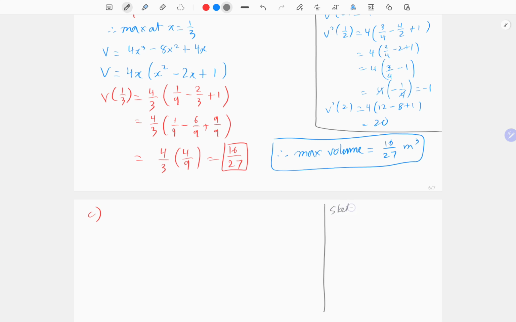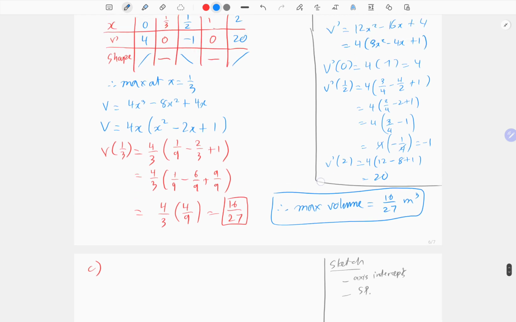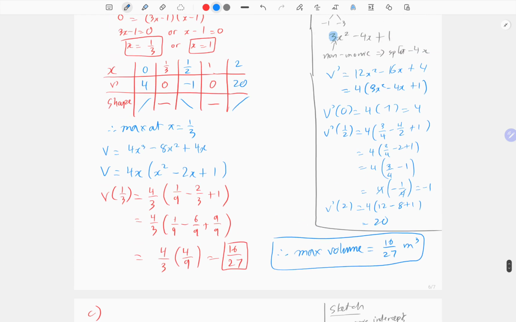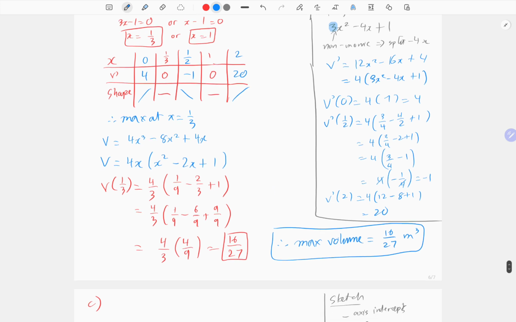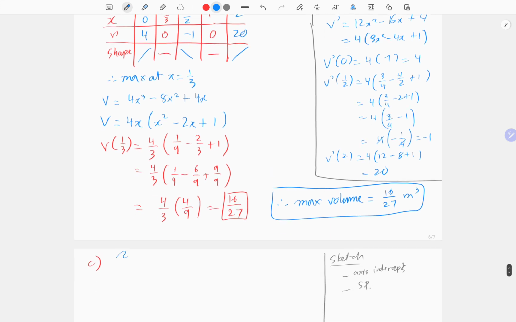Sketch means find two things. What are they? Your x-intercept and your y-intercept. In combination, it's called axis-intercepts, x and y-axis intercepts. And then your stationary points. We already got the x values. We have the y value for one of them, for 1/3, but we don't have the value for 1. So we need to find v of 1 first.